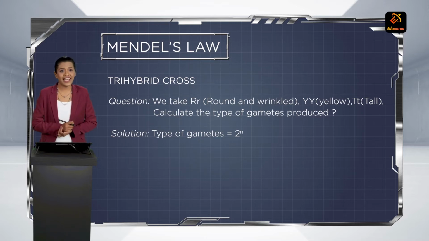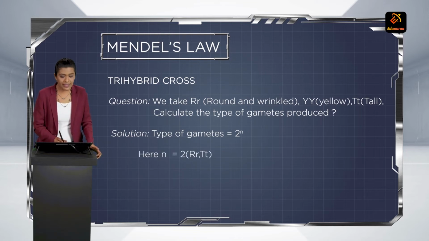Now what is your n going to be here? Come on, tell me. How many heterozygous traits are present? Heterozygous, both different. Capital R, small r, 1. Capital T, small t, 2. Is capital Y a heterozygous trait? No. So even if I am using it, I will not consider it while counting n. I will only consider capital R, small r and capital T, small t.